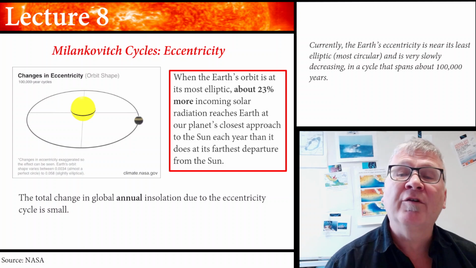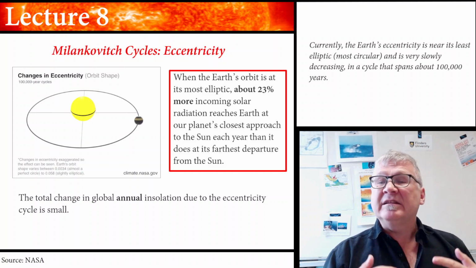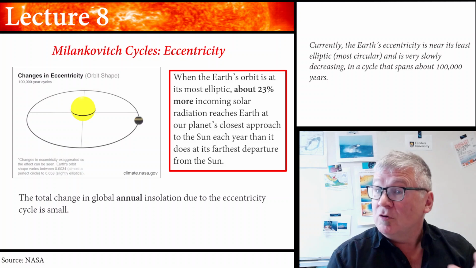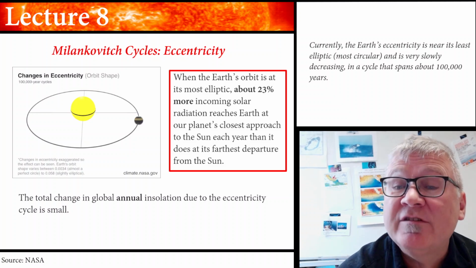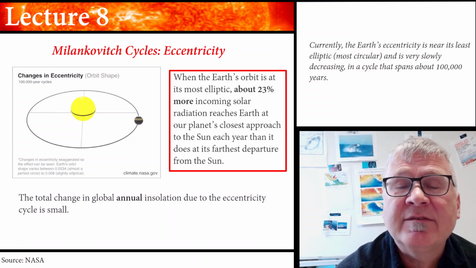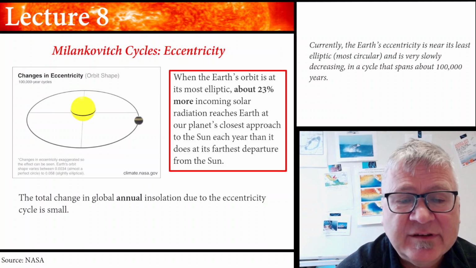Currently the Earth's eccentricity is near its least elliptic, most circular, and it is very slowly decreasing in a cycle that spans about 100,000 years.